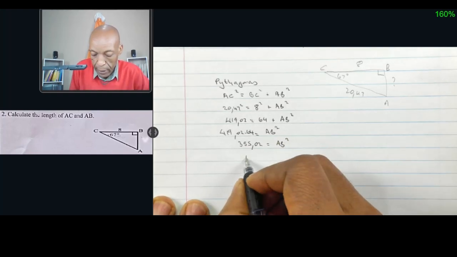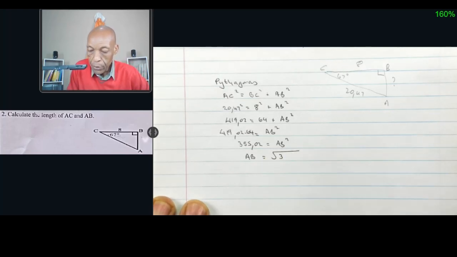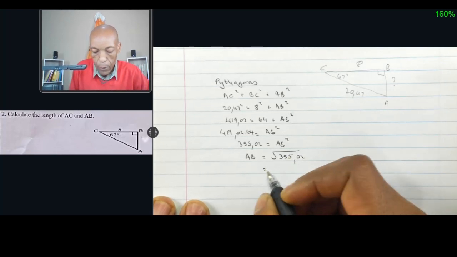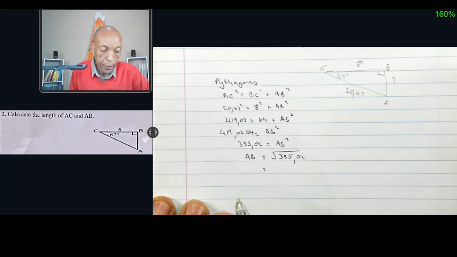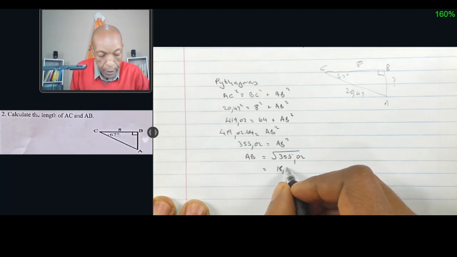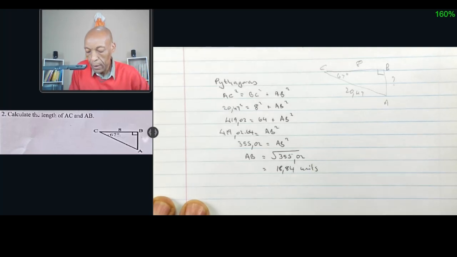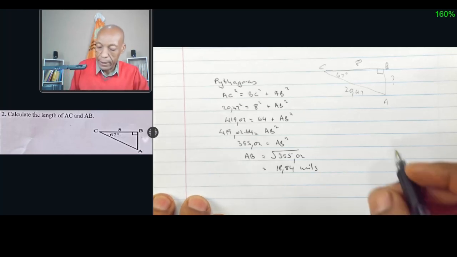Then we must find our AB. Then our AB is what? It is the root of 355.02. And then what does the calculator give us? Let's do it quickly. It gives us 18.84 units. Okay. Right. Then we will be done. That is our Pythagoras. Now we use what?